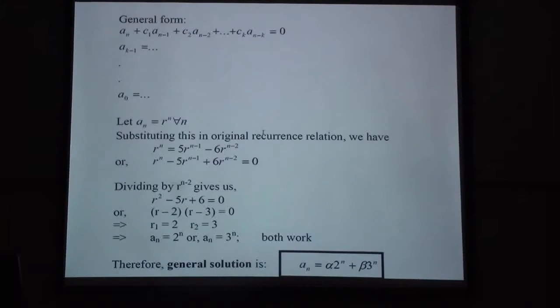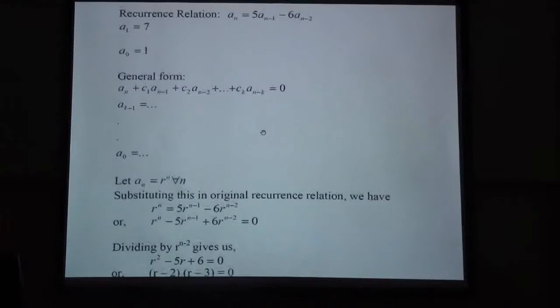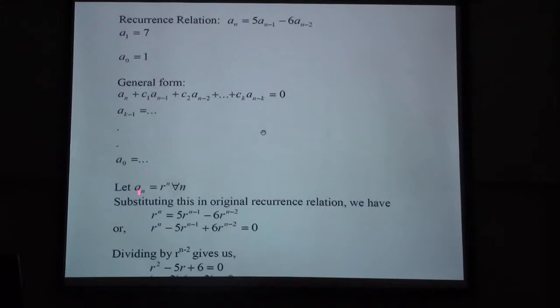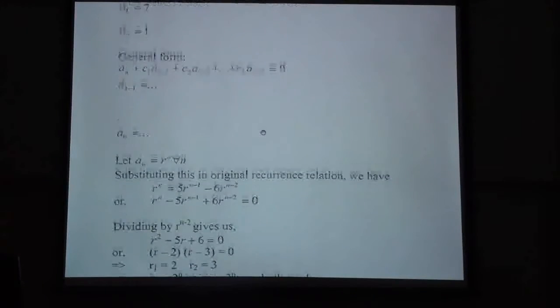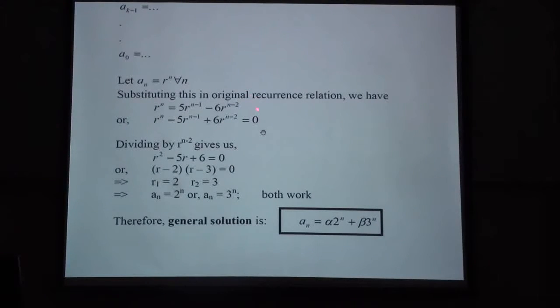So what that gives us is this recurrence becomes r to the n equals 5 times r to the n minus 1 minus 6 times r to the n minus 2. And then what we're going to do is take all the terms and put all the terms on the left-hand side, set this equal to 0.